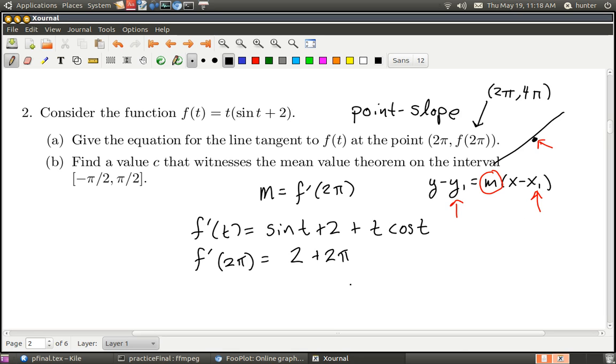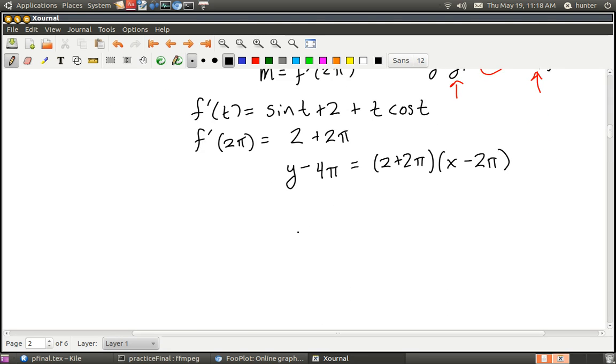So the equation for the line, the answer to part A, is going to be y minus, what is y1? It's the y-coordinate of the given point, so it's y minus 4 pi is equal to, and now I have the slope, 2 plus 2 pi, times x minus, and the x-coordinate of the given point is 2 pi, so it's going to look like this. And now you just have to move the thing over and you're done.